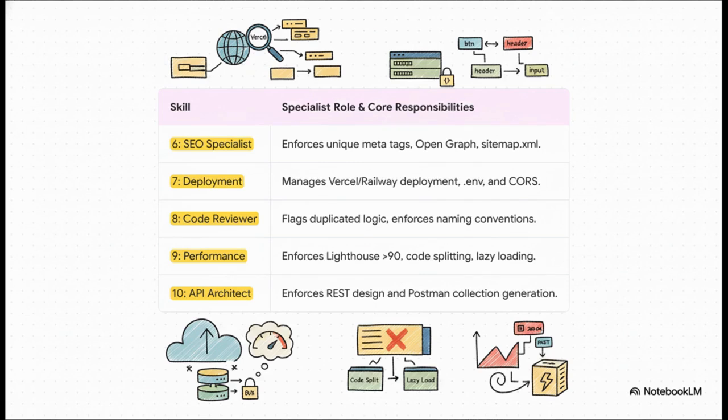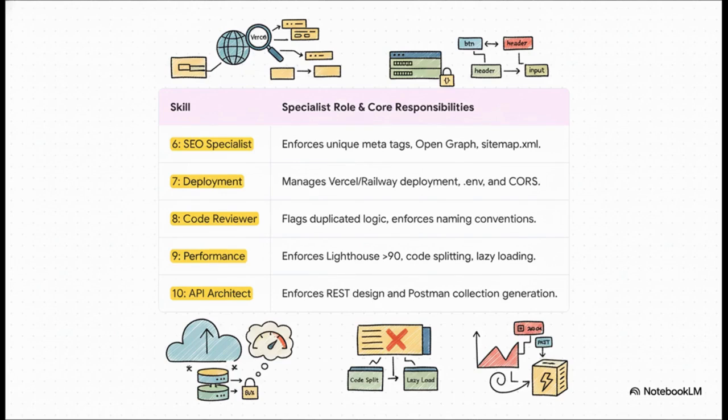Skill 7, the deployment specialist. This skill manages our deployment pipeline, environment variables, and configures production-ready CORS policies. Skill 8, the code reviewer. It maintains code quality by flagging duplicated logic, enforcing naming conventions, and removing stray console.log statements.